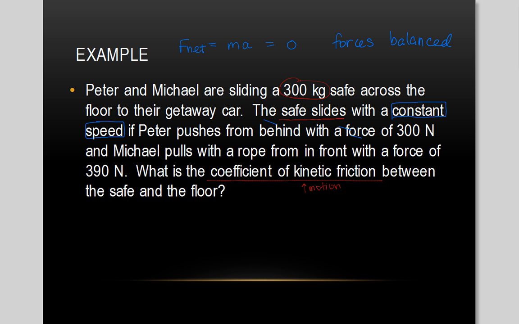So if Peter pushes from behind and Michael pulls with a rope from in front, are they working together? They are, right? So both forces applied are acting in the same direction. If this is the safe, you have a 300 Newton force, and you have a 390 Newton force. That arrow should be a little bit bigger.